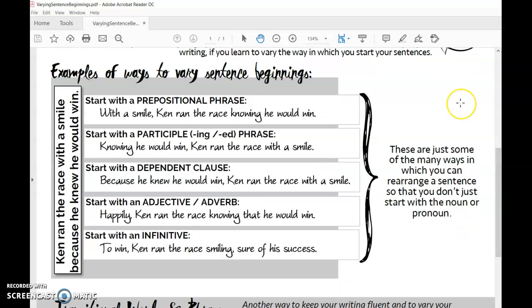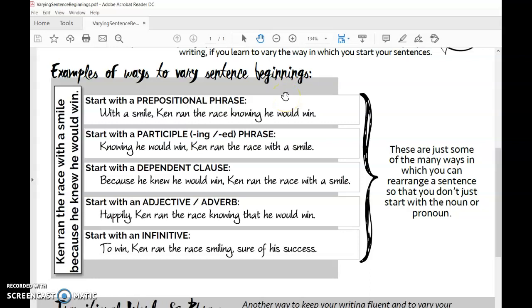So different ways that you can vary. So you notice over here on the left is a sentence that says, Ken ran the race with a smile because he knew he would win. Okay, so you can change that sentence and it can help change your voice. It can help change the mood.